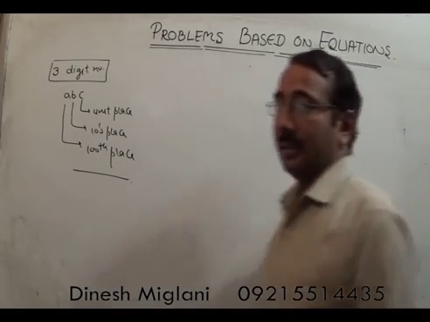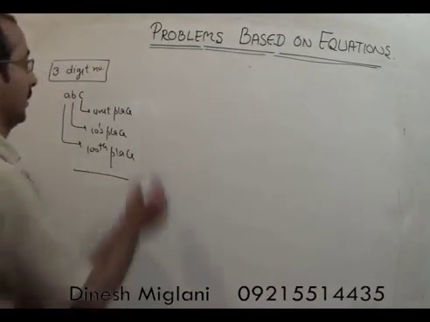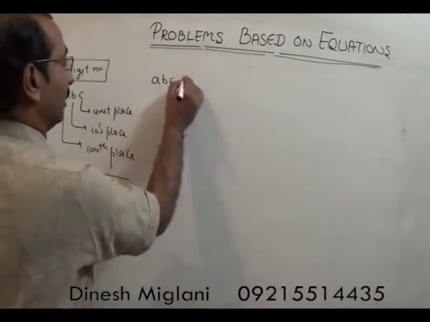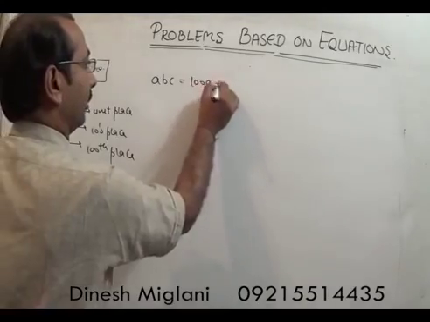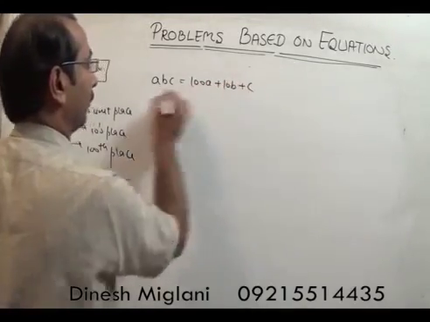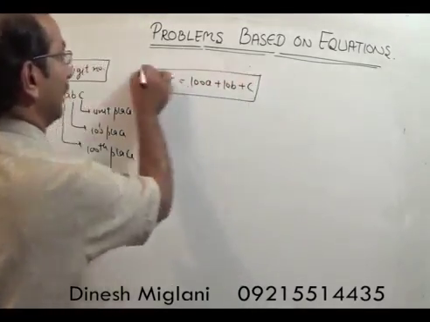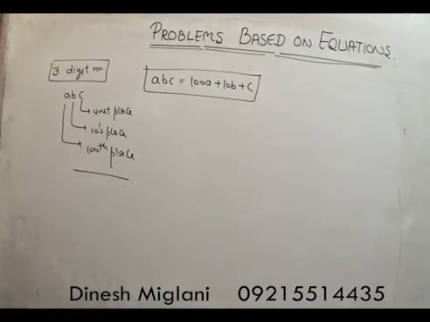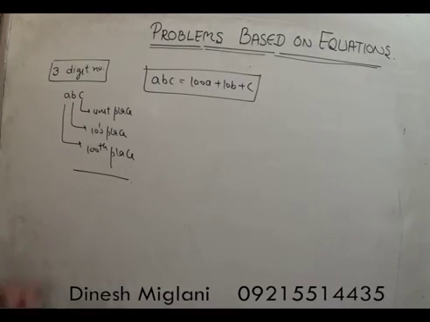So we can take this ABC as 100A plus 10B plus C. Okay? Now the questions are simply on that structure.